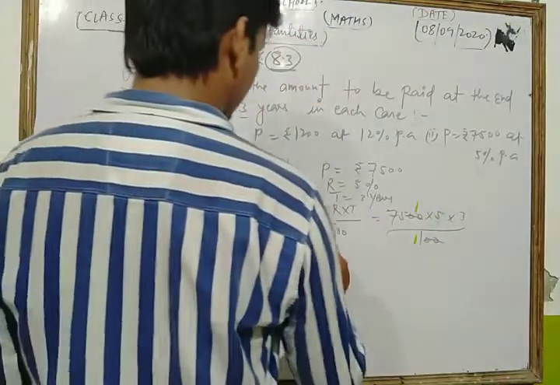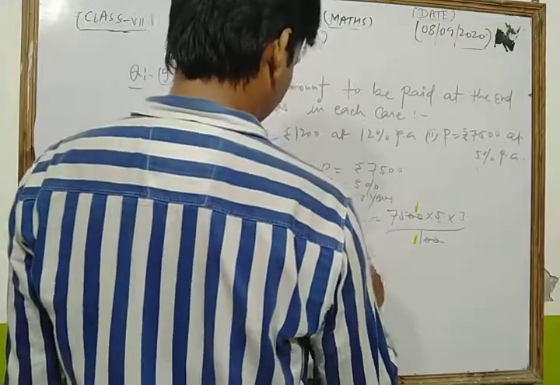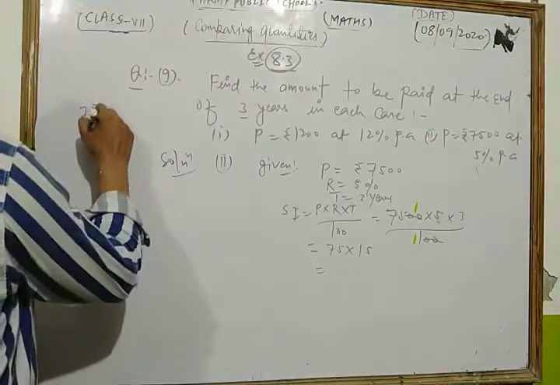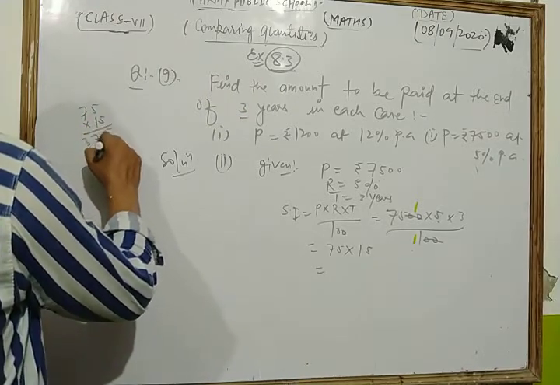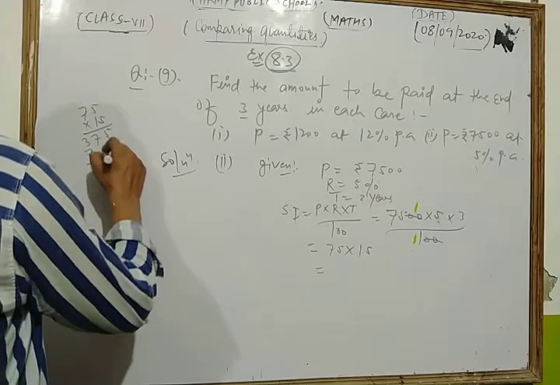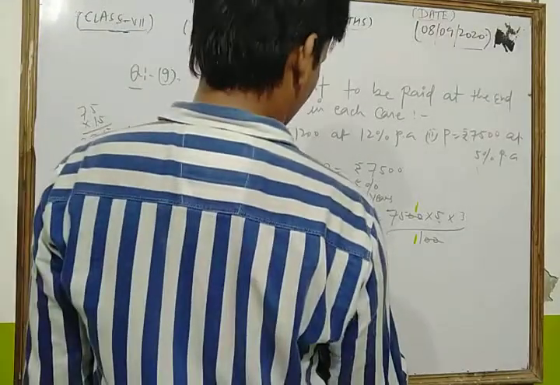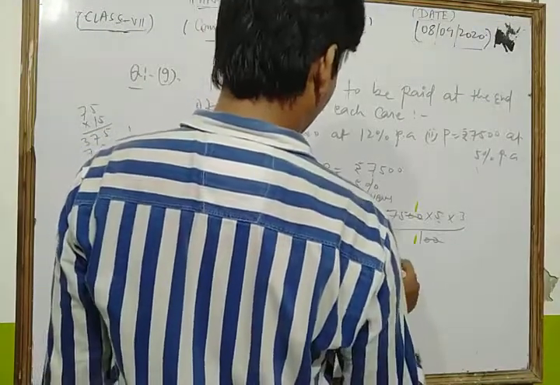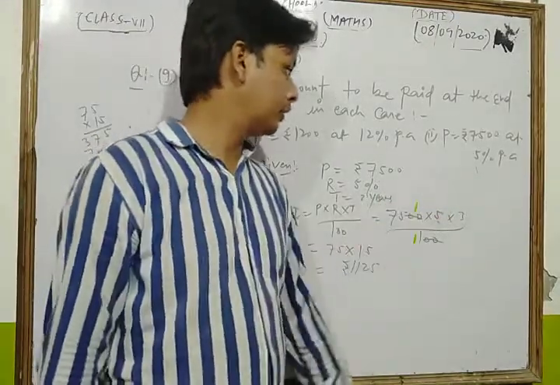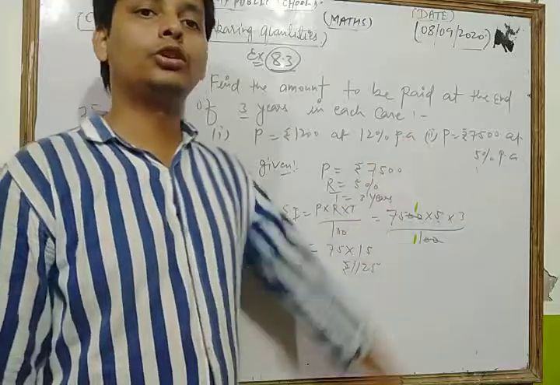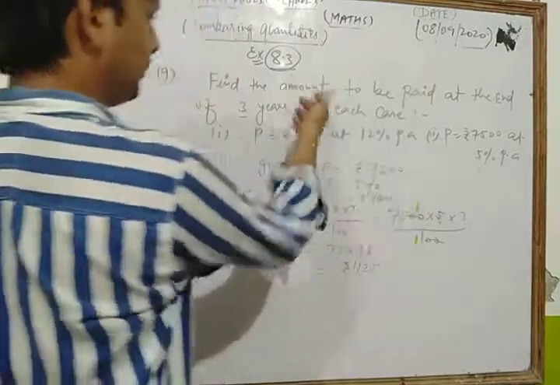Now we get 75 into 5 3s are 15. Now we multiply: rupees 1125. So the simple interest at the rate of 5% at the end of 3 years will be rupees 1125. Now we find the amount to be paid.